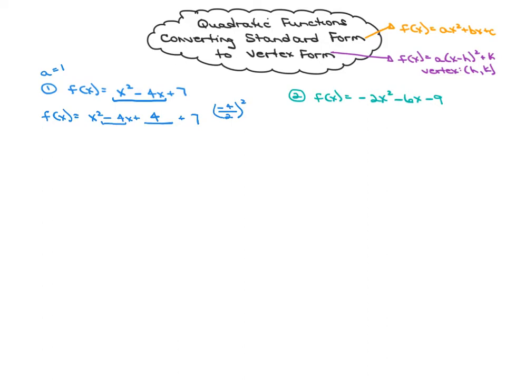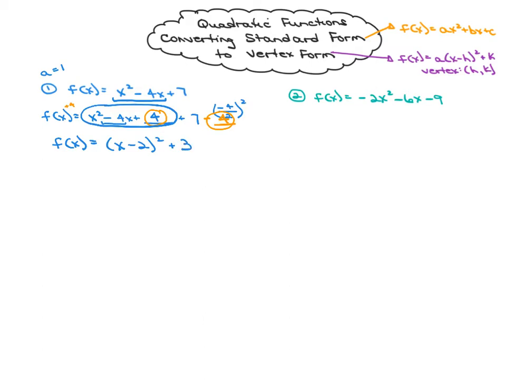So to offset the addition of 4, I could either also add 4 to this side, or I could subtract 4 from the same side, because adding 4 and subtracting 4 is adding 0 and doesn't change the equation. So what we're going to have here now is f of x is equal to, I can write this perfect square trinomial as a binomial squared, x minus 2 squared, plus 7 minus 4, or plus 3.